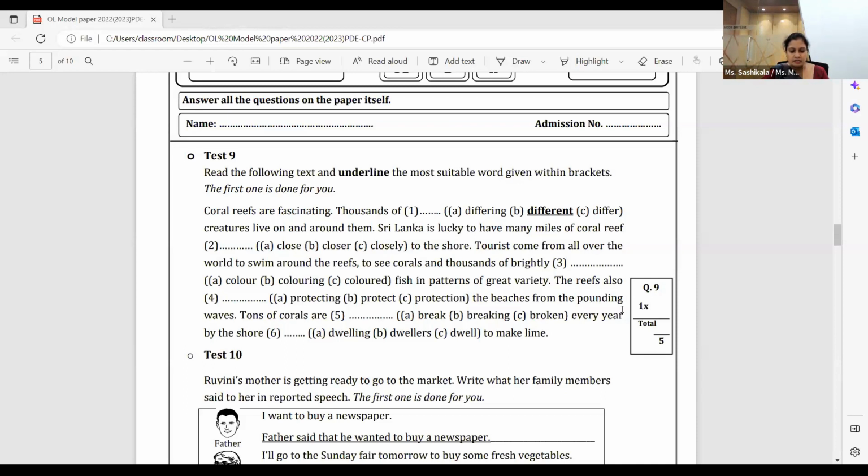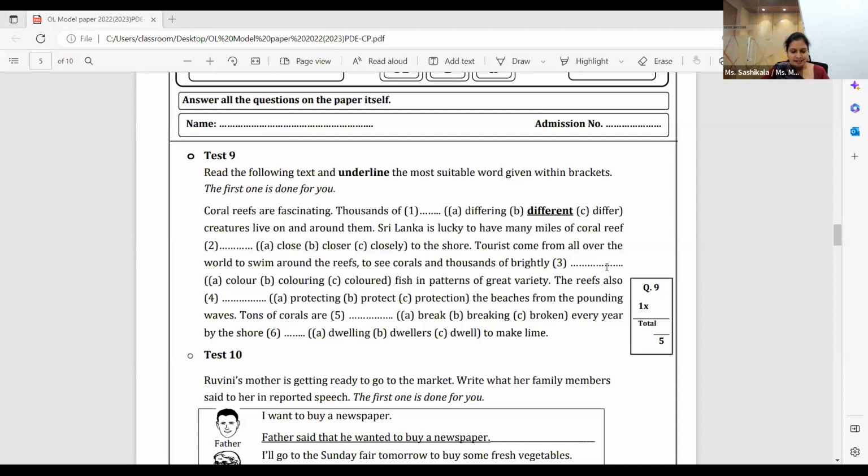Any answer can be taken. Number 3, colored fish. Number 3, protect. The verb should be there. Number 4, again, past participle verb, broken. That is C. And the 6th one, dwellers. That is the persons who break the coral reefs for living. So that is B. So these are the answers. The knowledge about word classes will be very much helpful for you to answer this question. And yes, you will be getting 5 marks for this question.